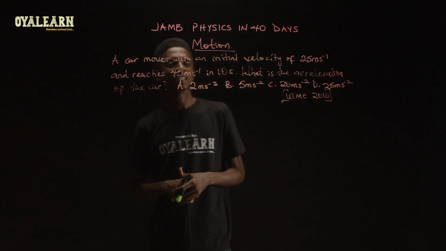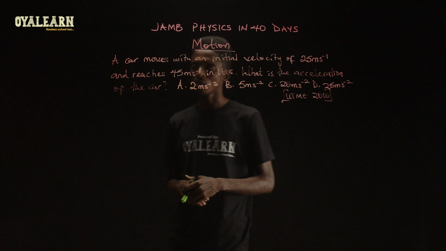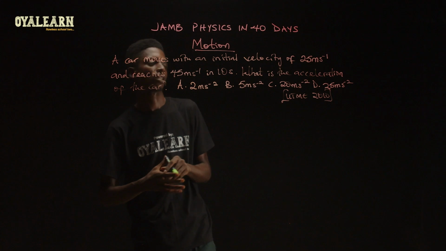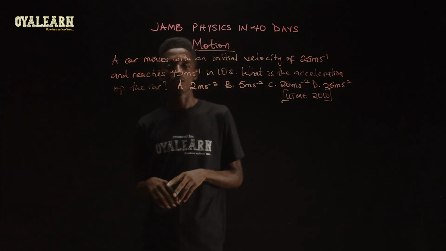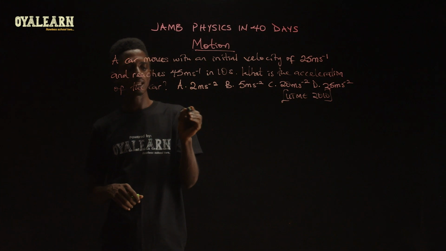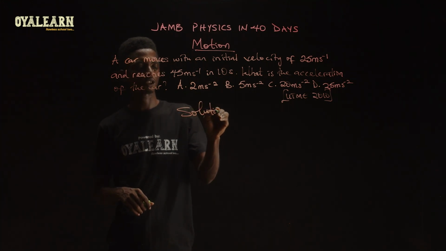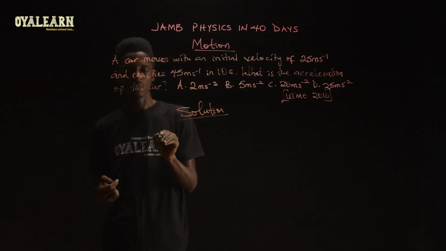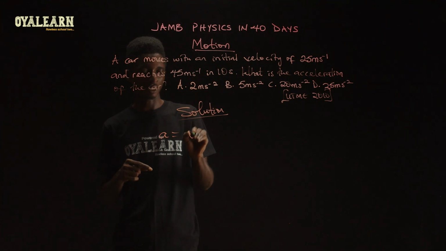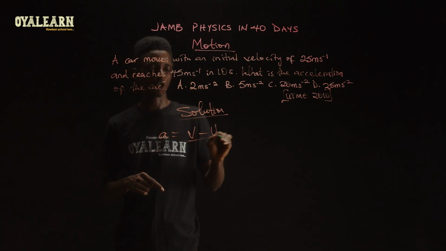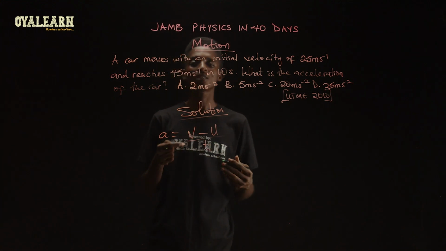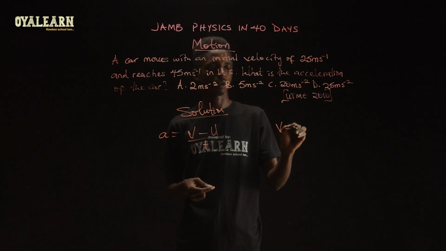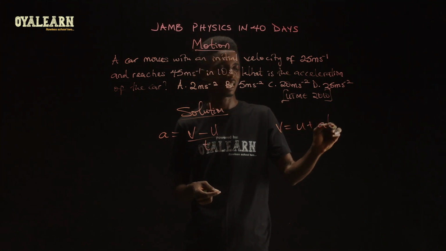A car moves with an initial velocity of 25 meters per second and reaches 45 meters per second in 10 seconds. Now we have to find the acceleration of the car. Now when you find a question like this, to solve acceleration, you should know that acceleration is change in velocity with respect to time. So acceleration will then be final velocity v minus initial velocity u all over time t. Now this is from the first equation of motion.